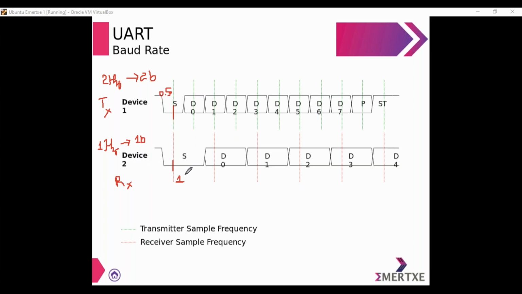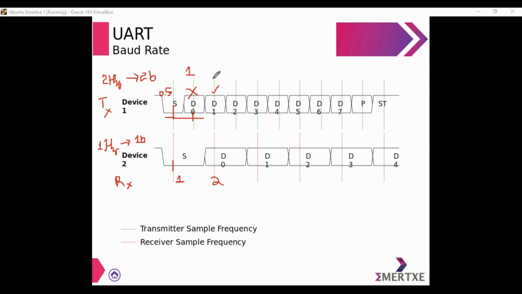Now by the time device 2 is done receiving a start bit, device 1 has also transmitted the first data bit. In the first second, device 1 transmitted a start bit, and it also transmitted a D0 bit. But device 2 has received only a start bit in the complete 1 second. So whatever data 0 bit device 1 transmitted is lost. Device 2 was not able to receive it. So that data is lost.